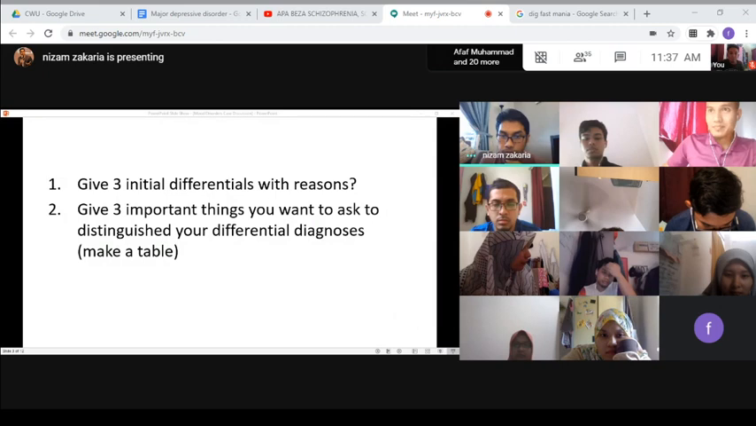The first one would be major depressive disorder with psychotic features, due to the patient having depressive symptoms. Okay, so number 1 is major depression. Why do you think it's major depression? Reason? Because the patient seems to have depressive symptoms and the duration is more than 2 weeks. And which depressive symptoms?